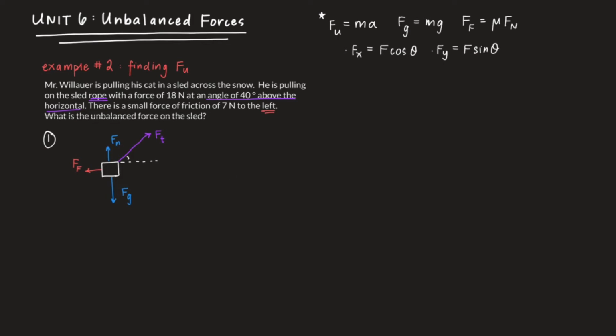So our normal force actually has to be smaller than the force of gravity because we are pulling up on the sled, so that the ground doesn't have to do as much work to support it. Okay, that's a small technical thing, but it is really important to talk about.